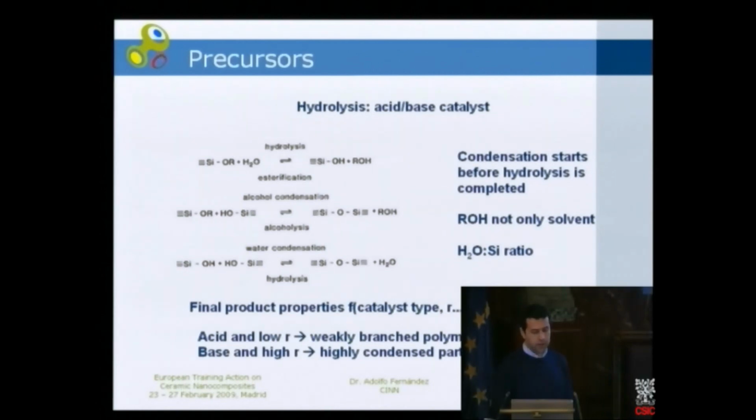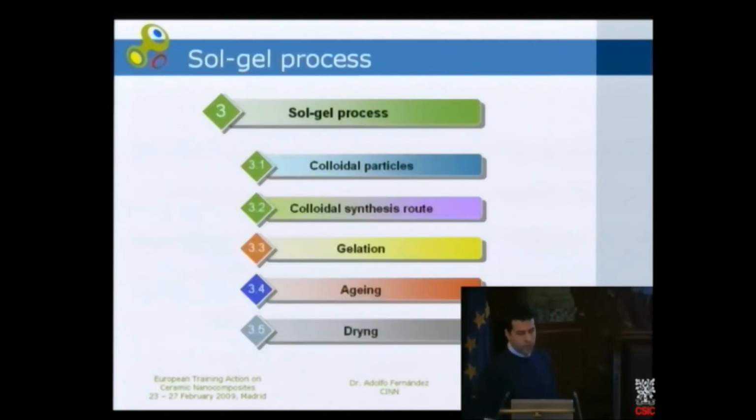For example, if you use an acid catalyst and a low water-silicon ratio, you are going to obtain weakly branched polymeric sols, and in the opposite way, we are going to obtain highly condensed particulate sols. Now I'm going to describe the main stages that take place during the sol-gel process.